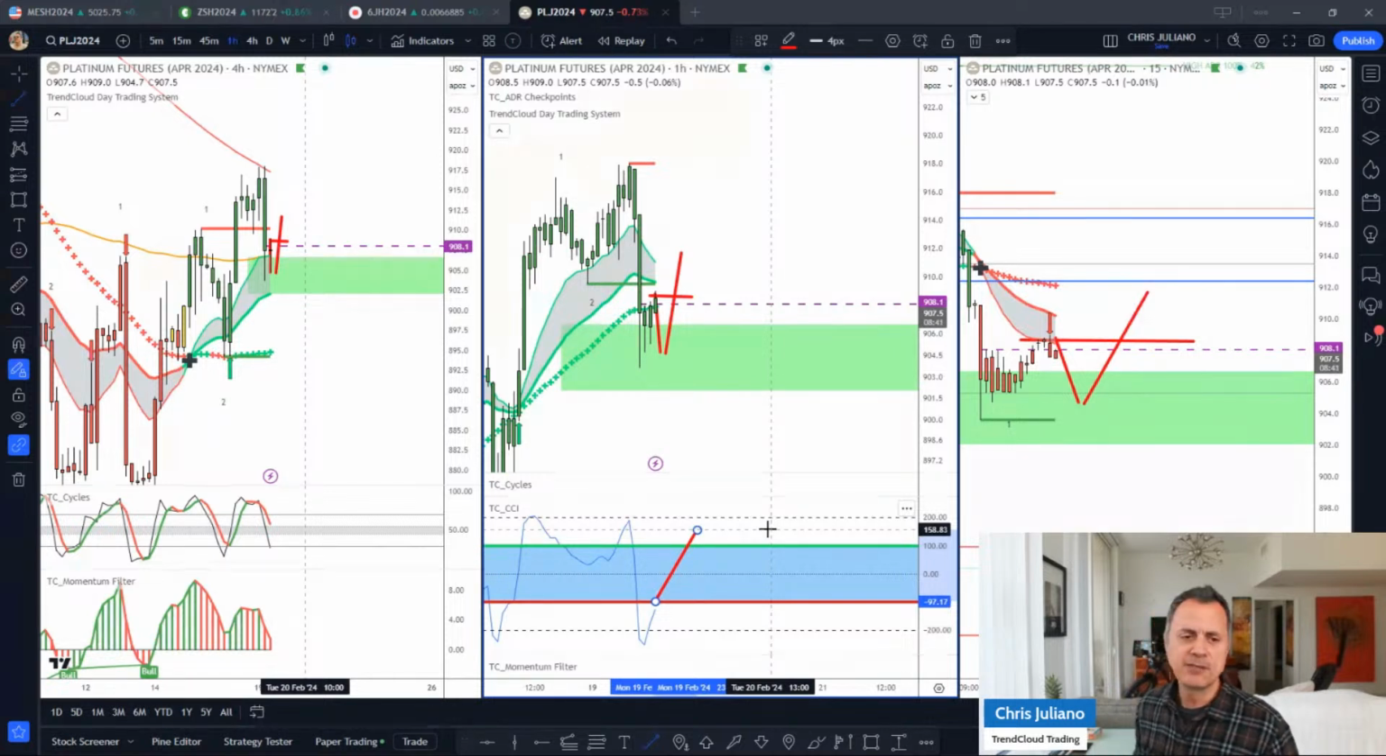And let's see if we can continue the copper trade all the way back down to that demand zone.